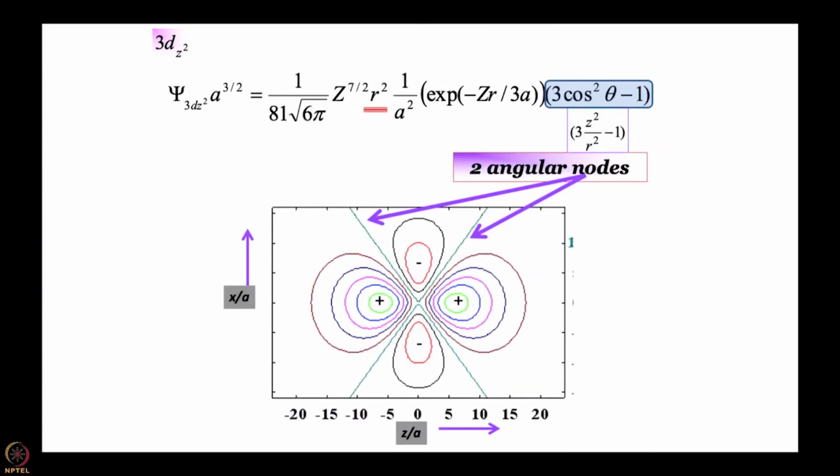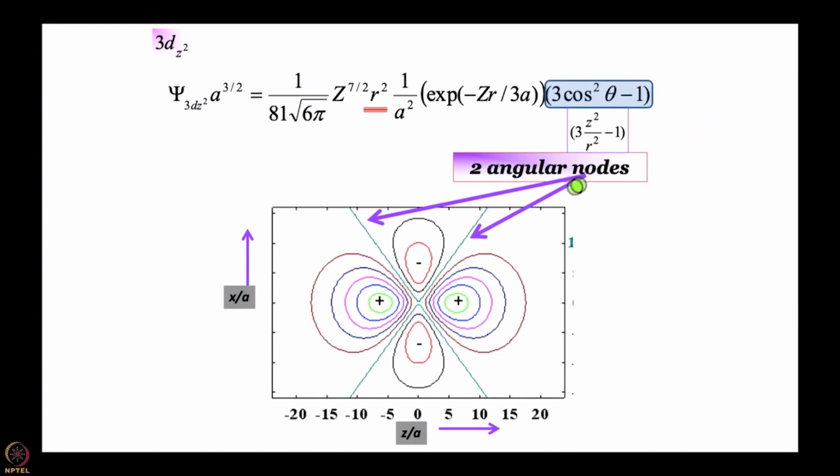Now, we come to 3dz square, the most interesting d orbital as far as I am concerned. Here the angular part is 3 cos square theta minus 1 and I believe we have worked out the polar plot of 3 cos square theta minus 1 some time ago. There I had told you that when this is equated to 0 you get magic angle which has applications in many different fields. So, 3 cos square theta minus 1 is going to be 3z square by r square minus 1.